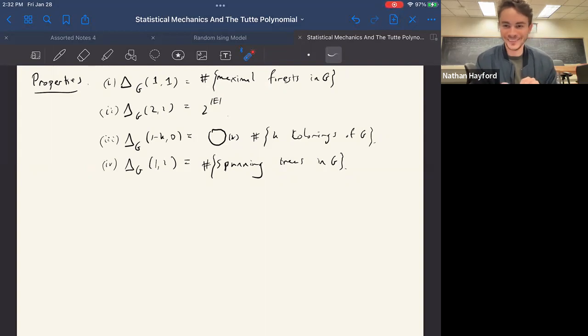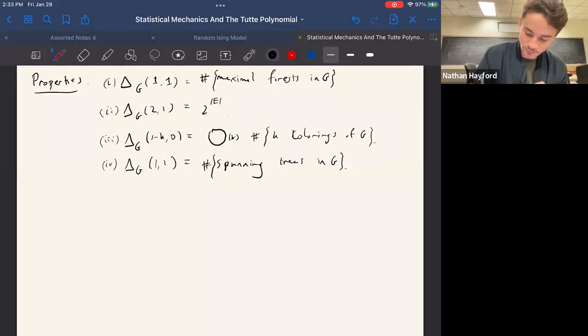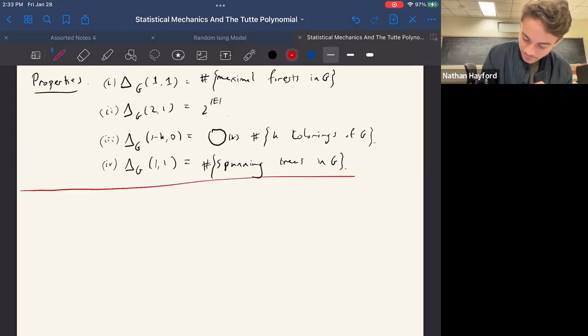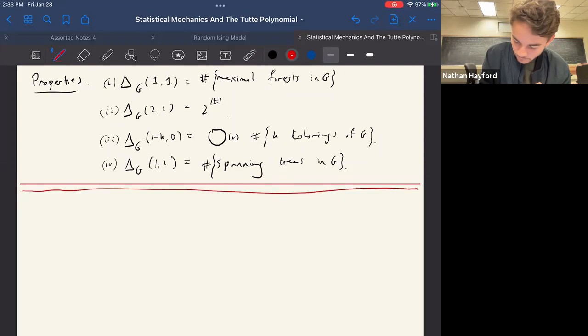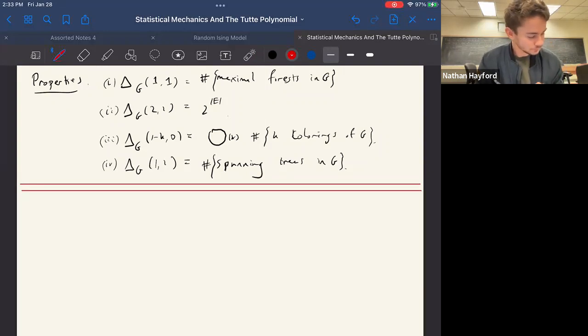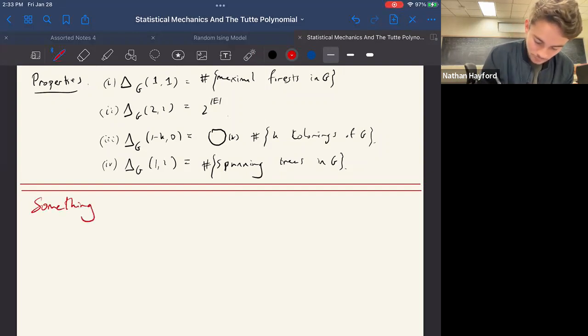It's now time to move on to what I would call the interesting part of the talk, which is the relation to something physical-ish. If there are no questions, then I'm going to draw a big red bar, maybe 2 big red bars. And now for something completely different.